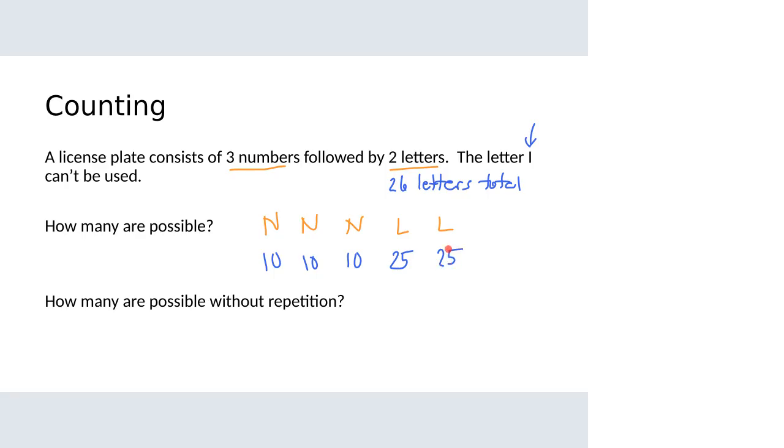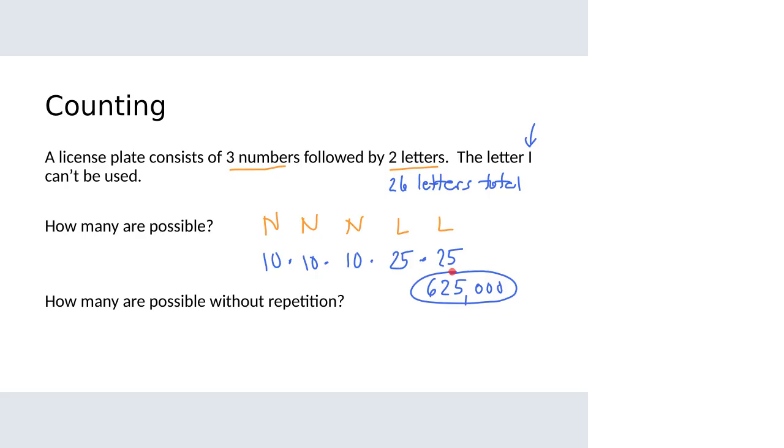Now we've found the number of choices for each space. We're going to multiply these together. And we'll have 10 times 10 times 10 times 25 times 25. And that's 625,000. So a license plate with that structure would have 625,000 possible license plates.